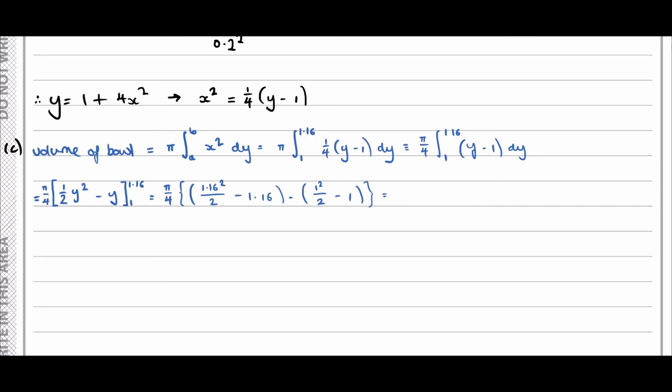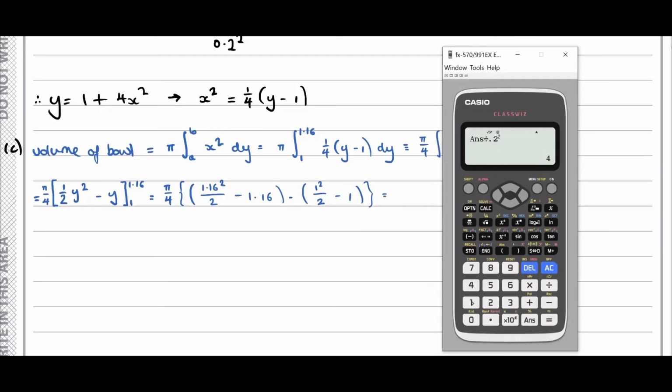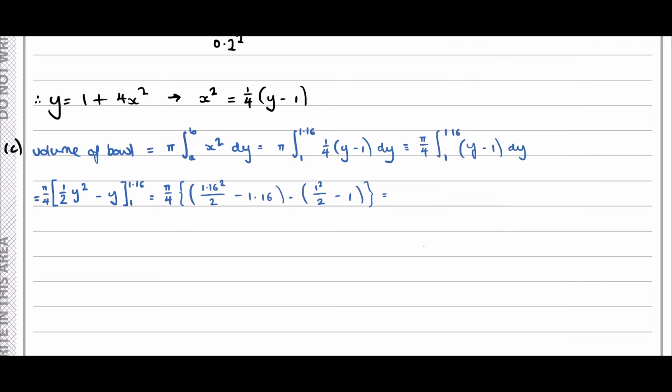So we have, let's open up our brackets, 1.16 squared over 2 minus 1.16, minus a half minus 1. So we end up with pi over 4 lots of this. So if I divide this by 4, we end up with 2 pi over 625 meters cubed. Okay.